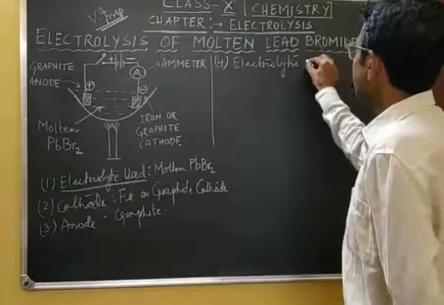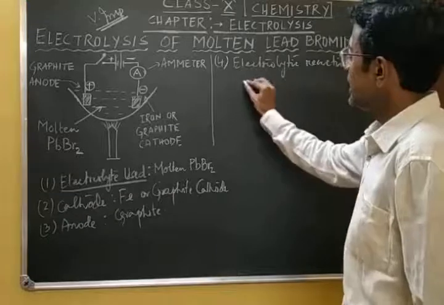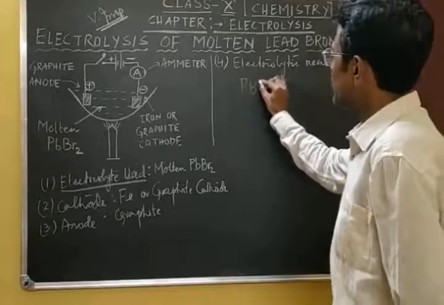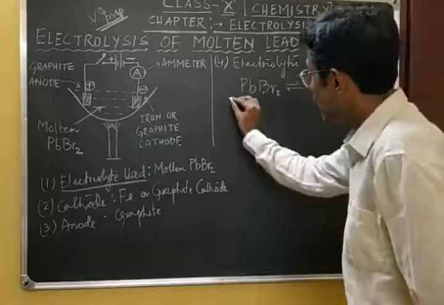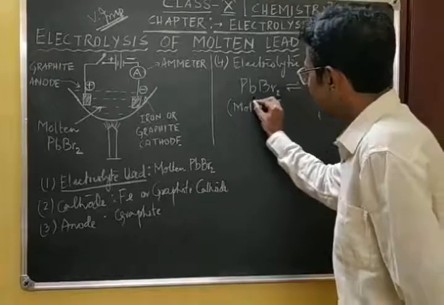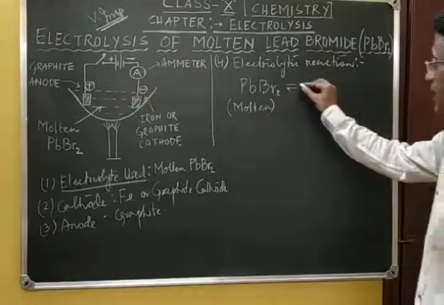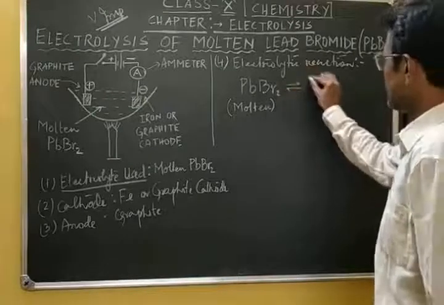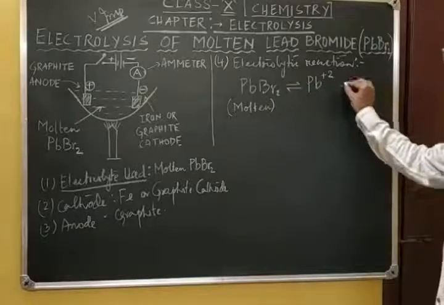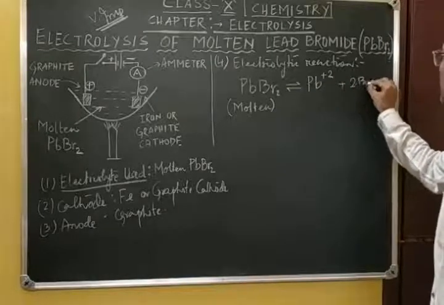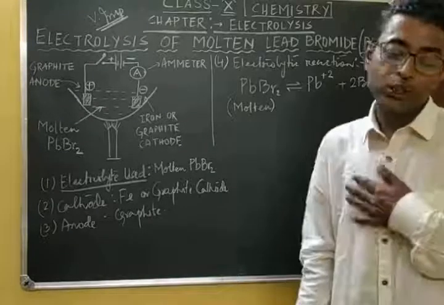Electrolytic reaction. First you should show the dissociation of lead bromide, PbBr2. You should write it like this, and don't forget to write molten. Remember, this is very important because otherwise marks will be deducted. If we pass electricity through it, it will dissociate into two ions, that is lead ion and bromide ion, PbBr2. This carries 1 mark. So this is the electrolytic reaction.